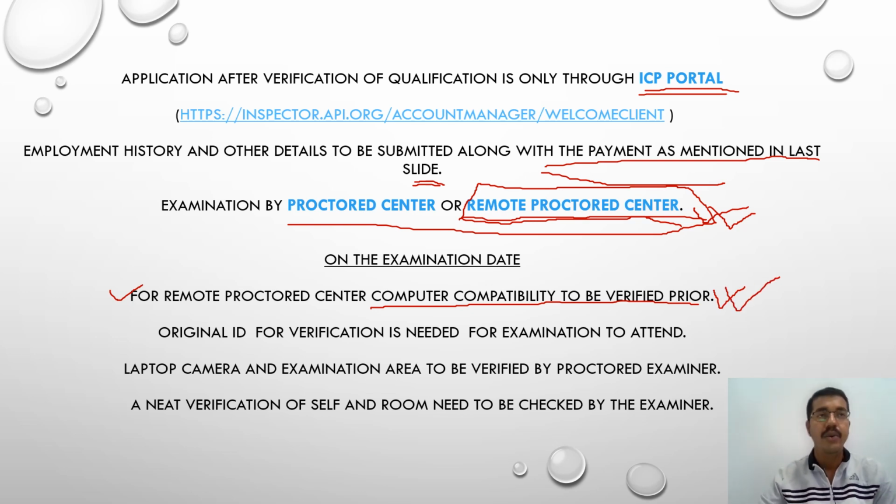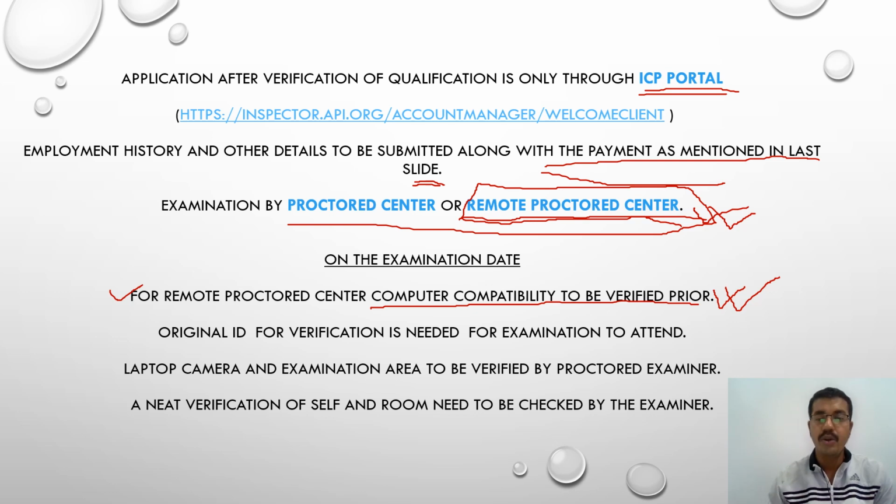After this compatibility check is done, on the exam date, 15 minutes to half an hour before, you have to connect with a link. A link will be sent to you. In that link, you have to give your confirmation number and your last name, your surname from your full name. Then the proctor center website will open automatically and somebody from the proctor will guide you.